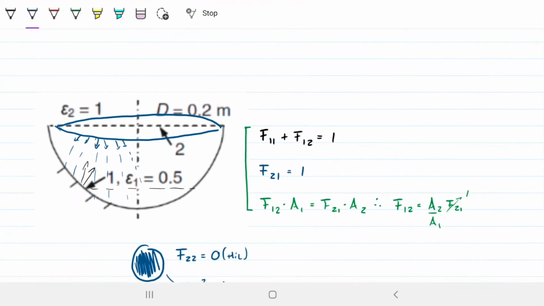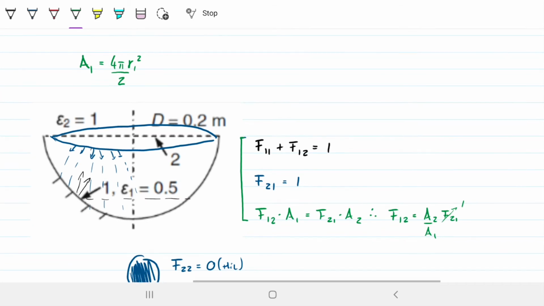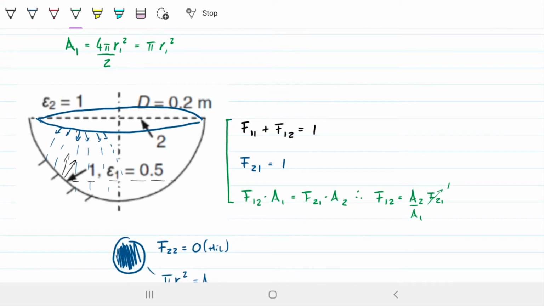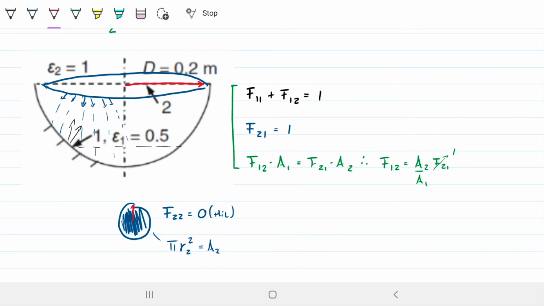And the area of this one here is the area of a sphere, but we only have half a sphere, a hemisphere, therefore this is half the area of a sphere. So area 1 will be 4 pi r1 squared, surface 1, and we're going to divide that by 2 because we only have half a sphere. Note that conveniently, the radius of the sphere and the radius of this circle here are exactly the same. So r1 and r2 are both 0.1. The diameter is 0.2, so the radius is 0.1.